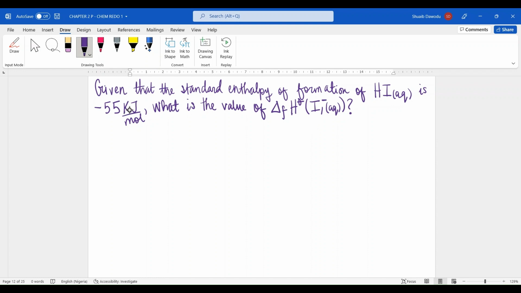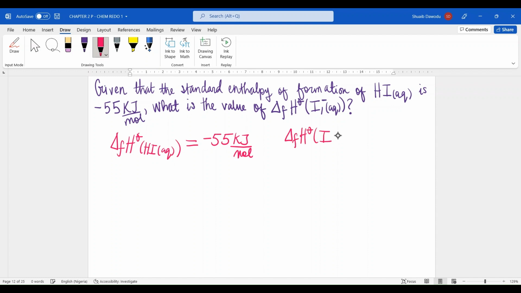The first thing you have to do is write out what we've been given. We've been given that the standard enthalpy of formation for HI, hydrogen iodide, aqueous, is simply negative 55 kilojoule per mole. And we've been asked to find the standard enthalpy of formation for iodine ion aqueous. So this is what we're asked to do.